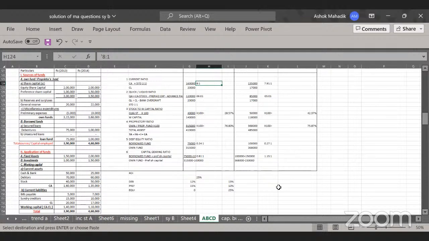Clear? So this way, balance sheet ratios are to be calculated. Now I'll show you some income statement ratios.